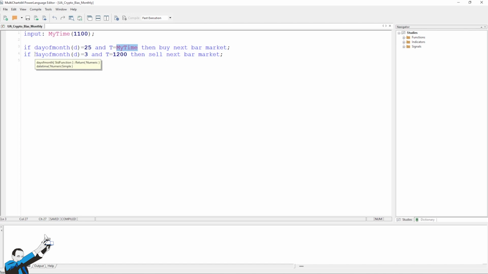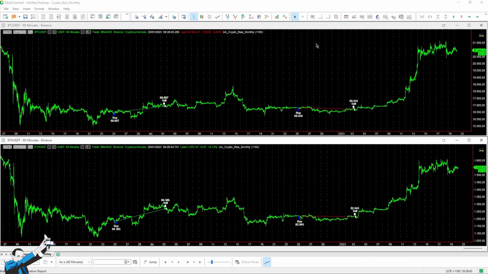Then what we'll do is we'll go and close this long position that we open on the 25th of the month, and we'll close it on the 3rd day of the following month. And what time should we do that? Well, at 12 noon, we'll sell the previously opened contract. Since we're dealing with cryptos, we'll use a fixed size of $10,000.